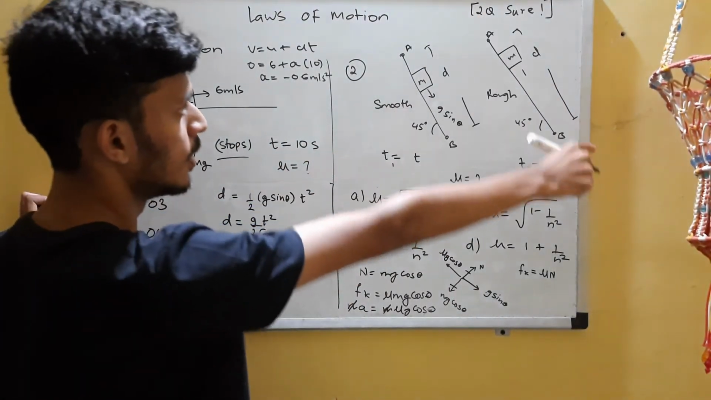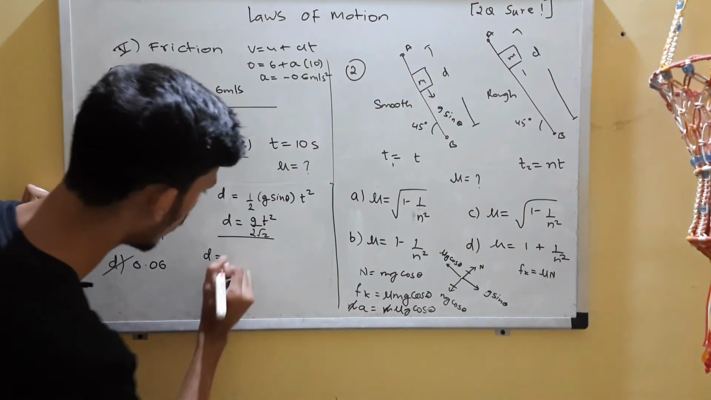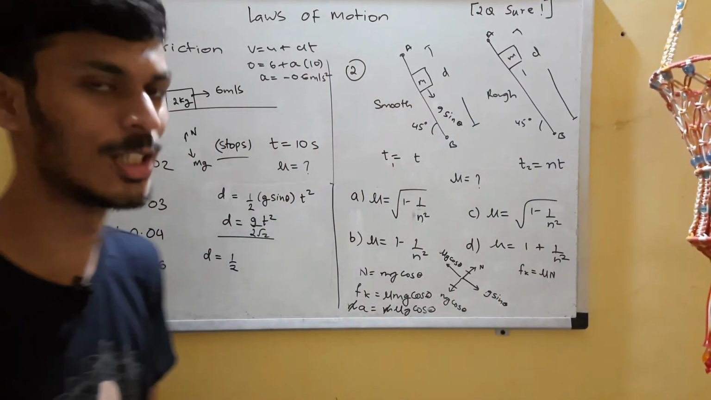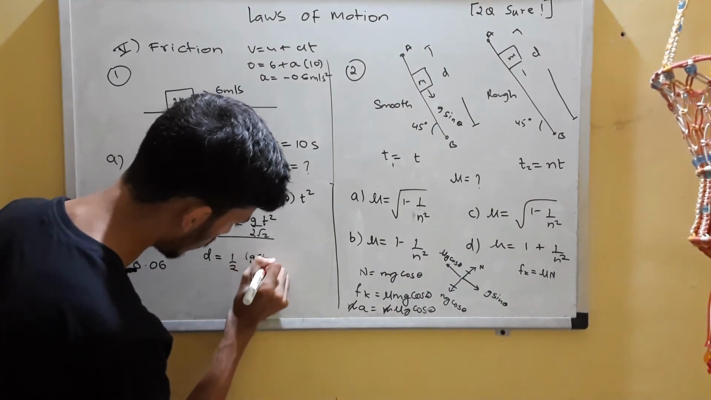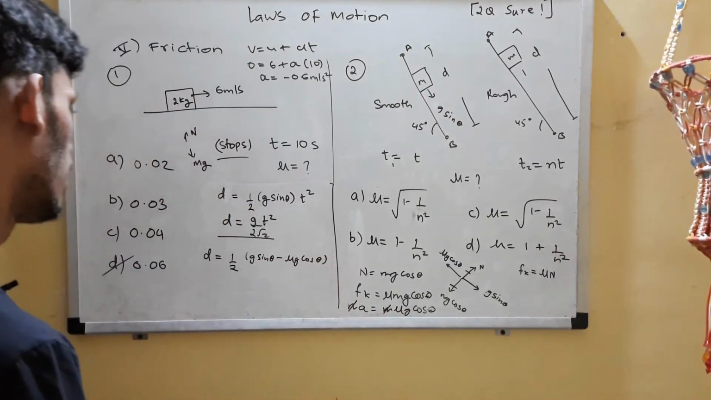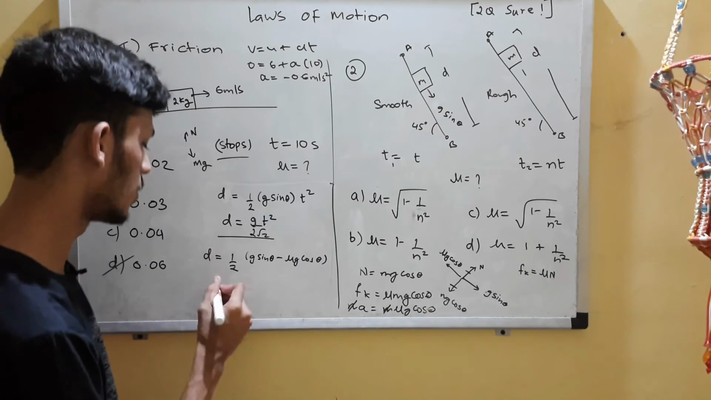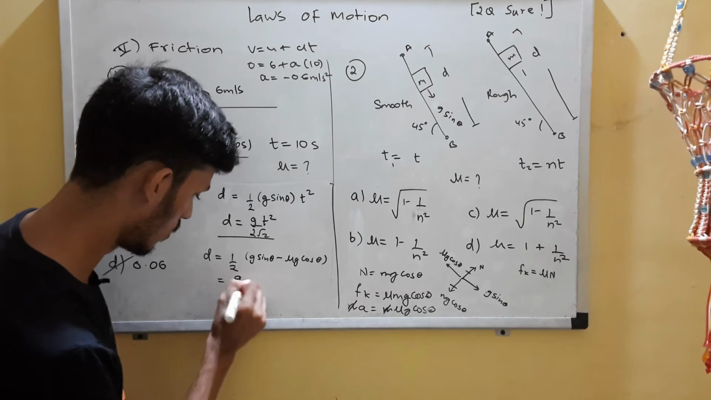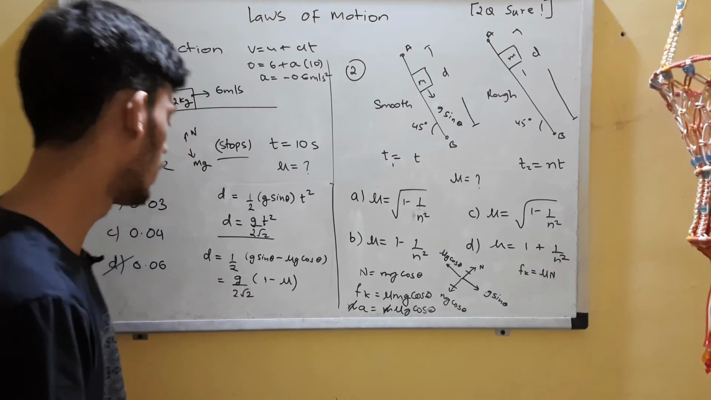Again, the displacement in the second case is also d. The initial velocity is 0, so it's half times the acceleration, g sin theta minus mu g cos theta, times t square. If you see, the angle is 45, so sin 45 is 1 upon root 2 and cos 45 is 1 upon root 2. So you can take 1 upon root 2 and g common, and you'll be left with 1 minus mu, right? 1 minus mu.